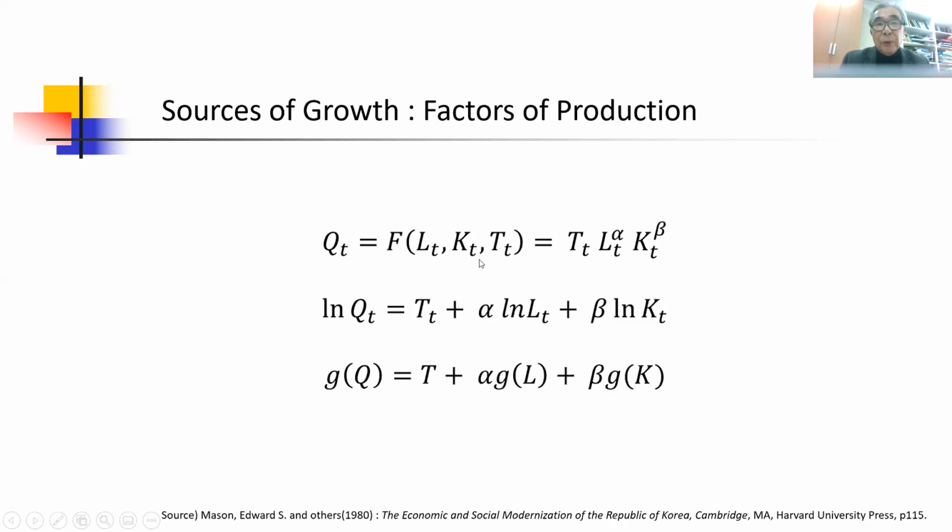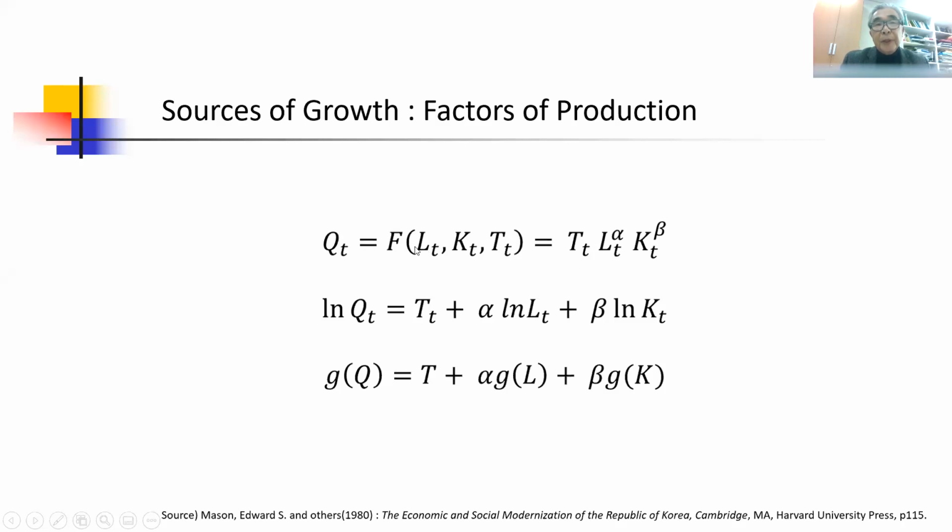We also denote LT and KT as primary factors. That means this is inescapable. You should have capital and labor, primary factors, okay? Technology is typically not necessarily a primary factor, okay?